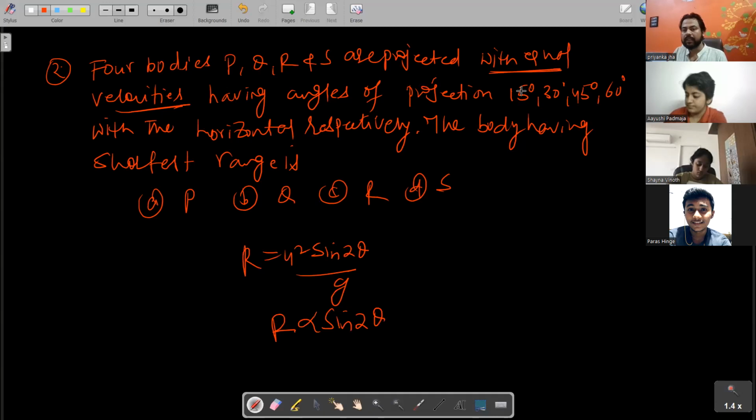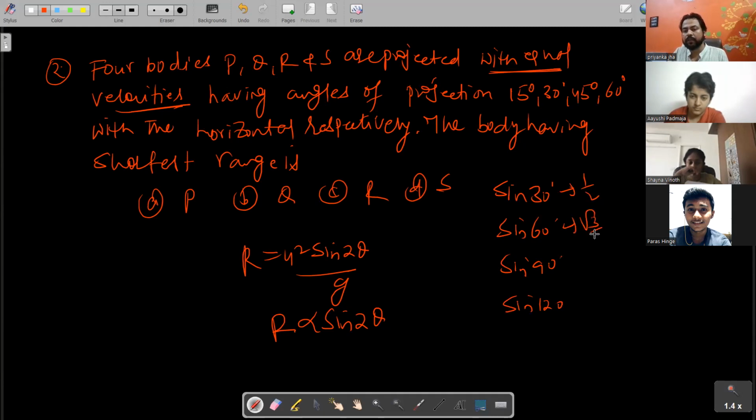And now you can see that this is the angle. I don't want to go into the trigonometry right now, but I can see 2 theta. So theta is 15 degree and 30 degree and like that. So one would be sine 30, sine 60, sine 90, and sine 120. So sine 30 is half, sine 60 is root 3 by 2, sine 90 is 1, and sine 120 is the same as sine 60, that is root 3 by 2. So which one is the shortest? Yeah, got it.